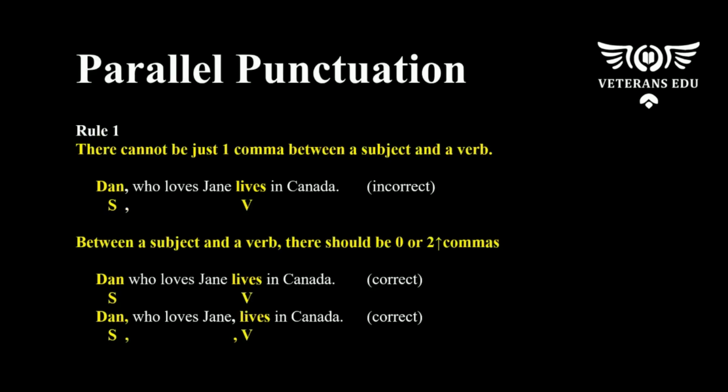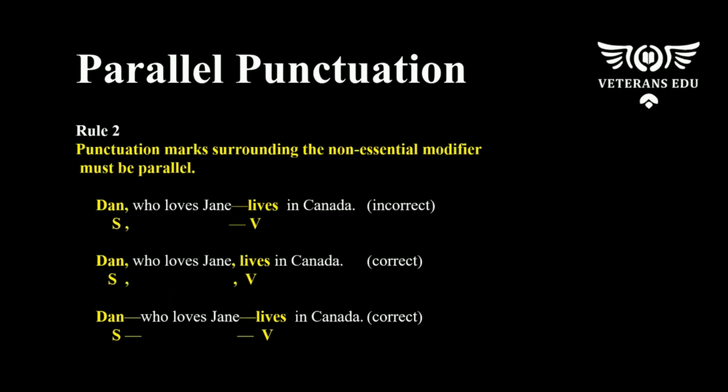So here we go. Now, parallel punctuation is really simple. Rule number 1, there cannot be just one comma between a subject and a verb. Between a subject and a verb, there cannot be just one comma. There has to be either 0 or 2 or more. For example, Dan, who loves Jane, lives in Canada. If the subject is Dan and the verb is lives, between Dan and lives, you need to have either 0 commas or 2 commas. Now, having more than 2 commas, for example 3 or 4 commas, is possible. But to simplify things, let's just remember 0 or 2 for now.